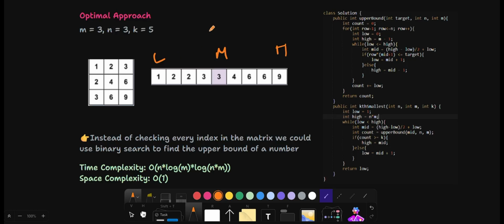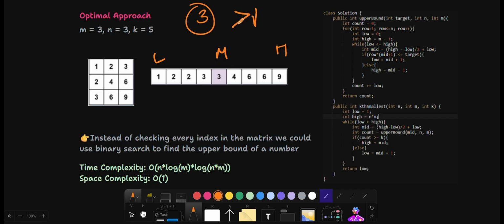Upper bound means a number which is just greater than the number we are finding. So let's suppose the target is 3. Target is 3. So any number which is greater than 3 will be the upper bound.